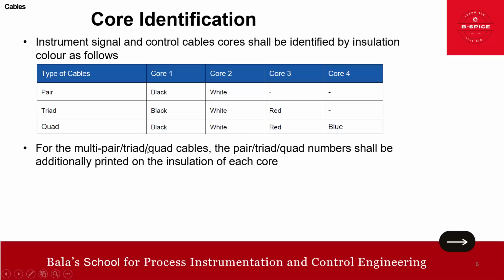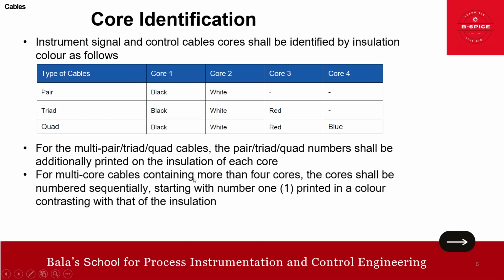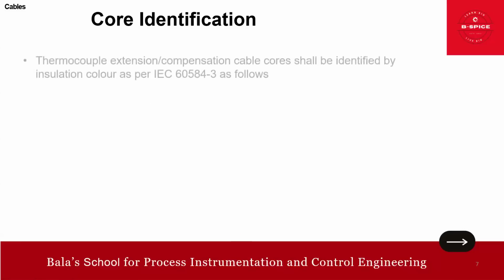For multi-pair, triad, quad cable, the pair, triad, quad number shall be additionally printed on the insulation of each core. That is the point, the numbers. For multi-core cable containing more than 4 cores, the cores shall be numbered sequentially, starting with number 1, printed in a color contrasting with that of the insulation. That one we all know, but I just want to inform you. This is about the core identification.